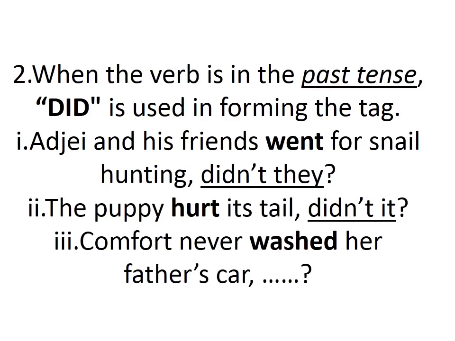The statement is a positive statement, so I go for my negative tag. So the negative form of "had" becomes "didn't". So it becomes: The puppy had its tail, didn't it? Good. Now the final one, the third one, you will do it for me.